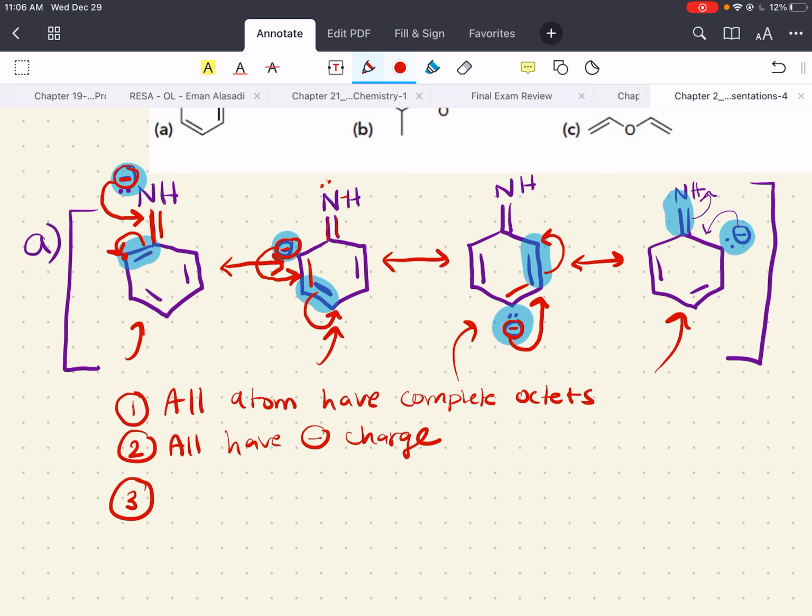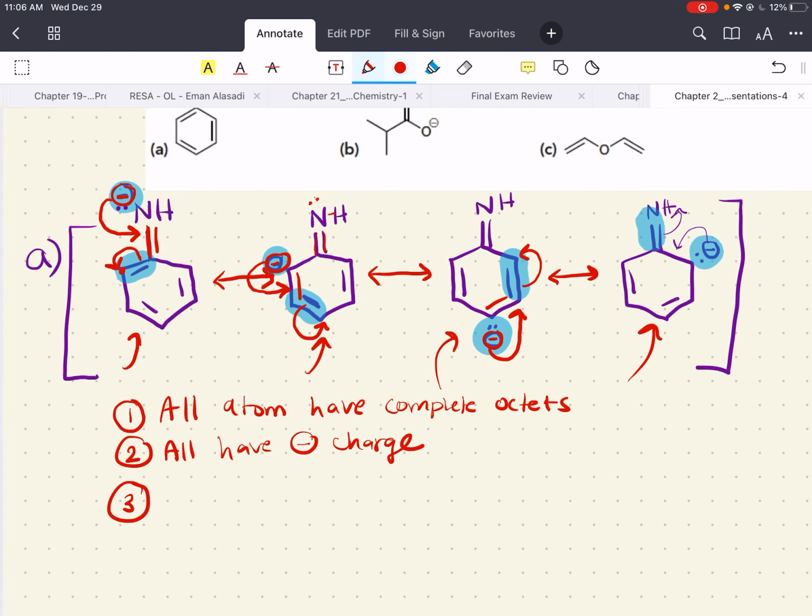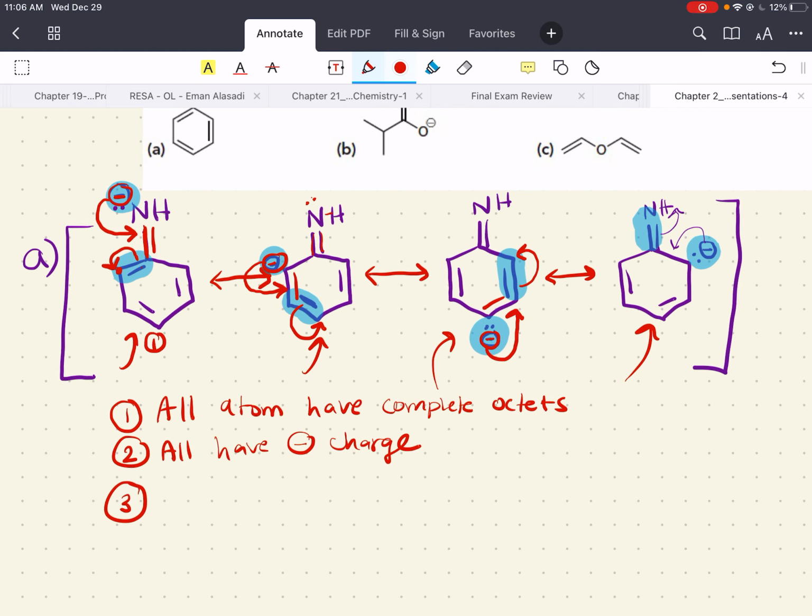Which structure has the negative charge on the more electronegative atom? Well, if we look at this first structure, we're going to number them now: 1, 2, 3, 4. The first one has a negative charge on a nitrogen. All the others have a negative charge on a carbon.